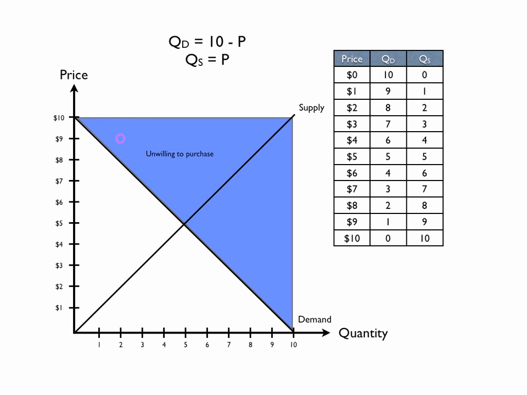So for example, at a price of $9, consumers are not willing to purchase a second unit, because if we look to the right in the chart, we see that the value to the second unit, the marginal value to consumers, is only $8. So they're not going to pay $9 for something that they value only at $8.